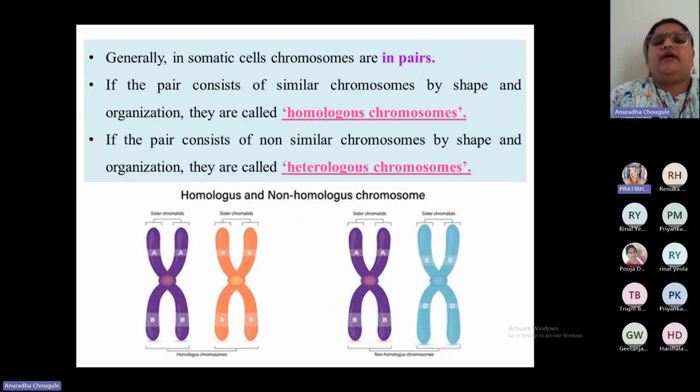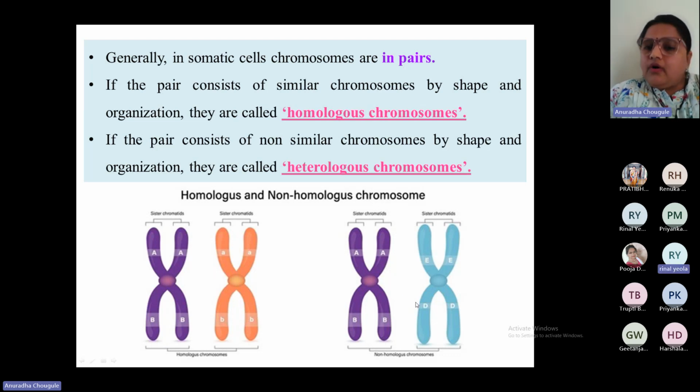Now, depending on the organization and shape of the chromosome, chromosomes are divided into two more types: homologous chromosomes and heterologous chromosomes. The pair which consists of similar shape and organization is called homologous chromosomes, and the pair which consists of chromosomes not similar in shape and organization is heterologous chromosomes. If you observe the first figure, these are homologous chromosomes. Why do we call them homologous? Because the alleles, or genes, present on these chromosomes are exactly similar, and their shape is also similar.